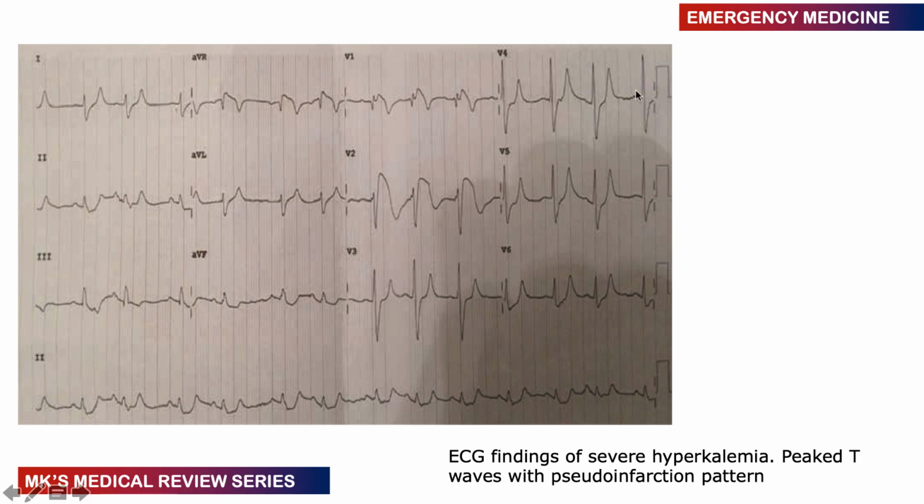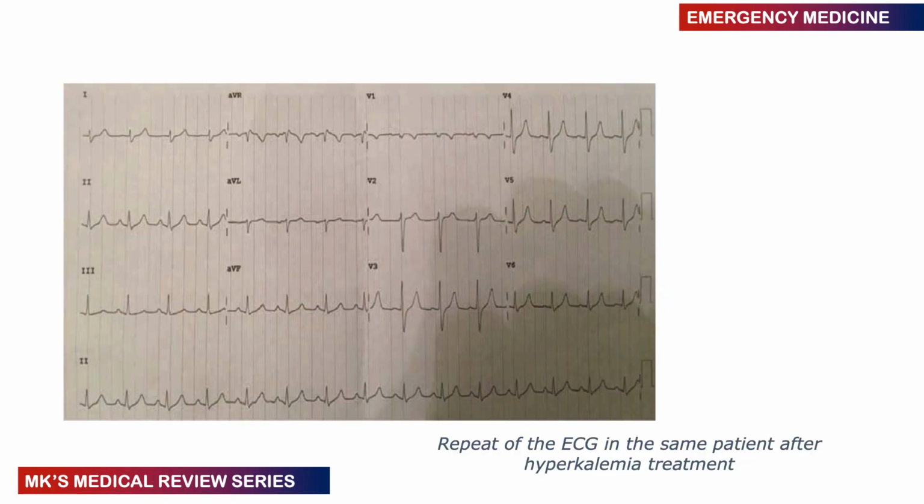So here's an image of ECG findings of a patient that has severe hyperkalemia. As you can see, they have this widening of the QRS complex. They have these peaked T waves, especially in these unipolar chest leads. Then this patient was given some hyperkalemia treatment, and this was their ECG after they received the treatment. As you can see, the QRS complexes have narrowed. The T waves are no longer as peaked as they were in the previous slide. And even the rhythm seems to appear normal.